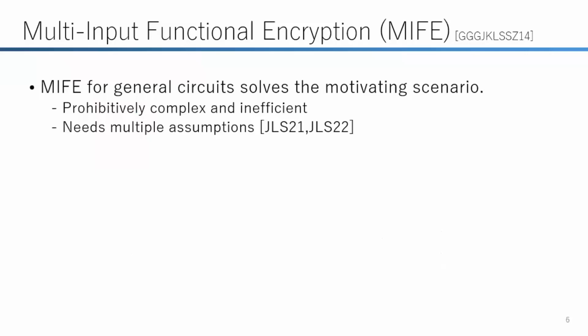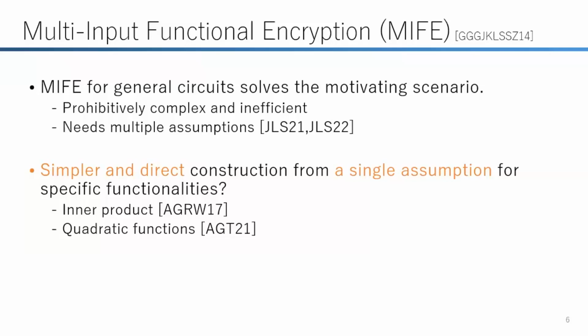If we have multi-input functional encryption for general circuits, then we can solve the motivating scenario. But MIFE for general circuits is known to be prohibitively complex and inefficient. And recently it turned out that we can construct it from standard, well-studied assumptions, but it still needs multiple assumptions. So it is also important to explore simpler and direct constructions for specific functionalities from a single assumption. In this line of work, MIFE for inner products and for quadratic functions are included.